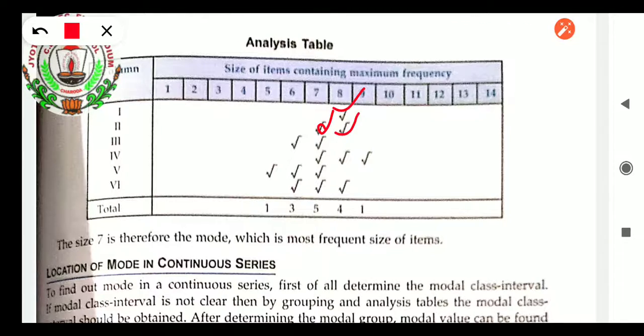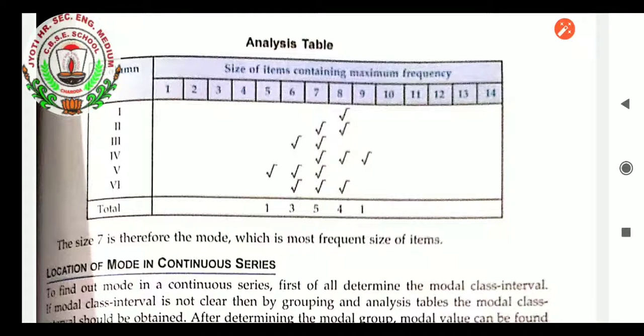Lastly, we total up all the frequencies. What did we get? Here 1, 2, 3 were not maximum frequencies. 5: how many times maximum? 1 time. 6: how many times repeated? 3. 7: how many times? 5. 8th column: how many times repeated? 4 times. 9th column: how many times repeated? 1. So which column repeated the maximum times? That is the 7th column. So here size 7 is the mode, which is the most frequent size of item.